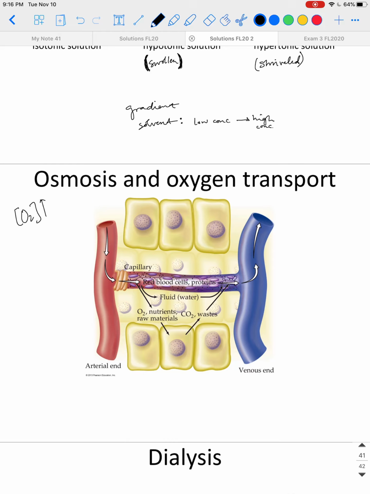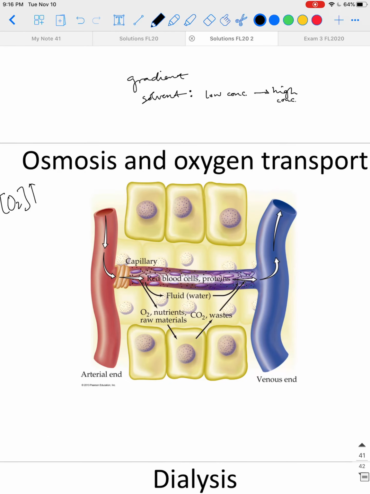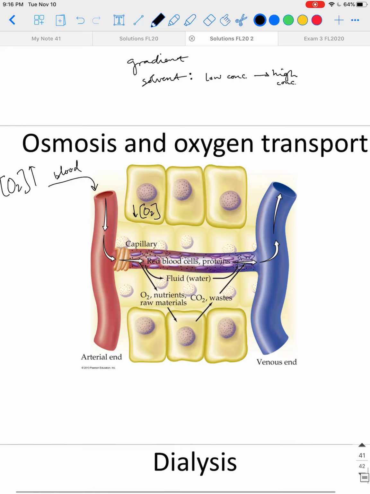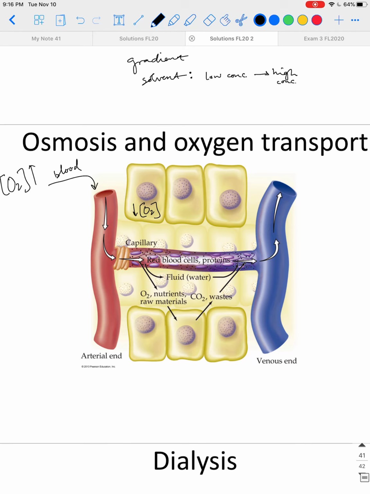So we have a high concentration of O2 in the blood, and cells need that, right? So this is highly oxygenated blood. And our cells have a low concentration of oxygen, all right? They need oxygen. And so what we see is there's a gradient here.